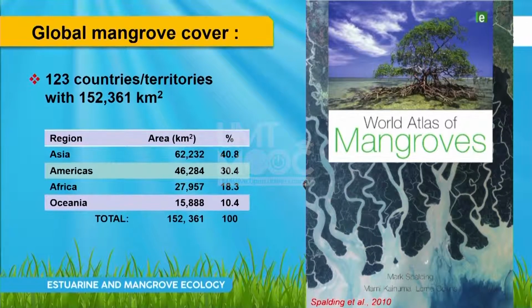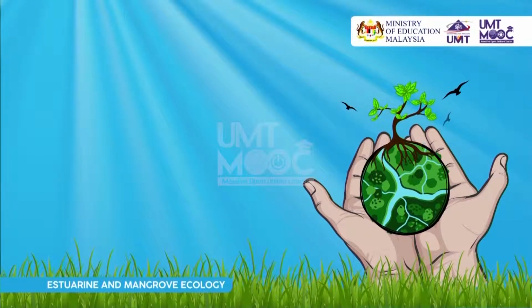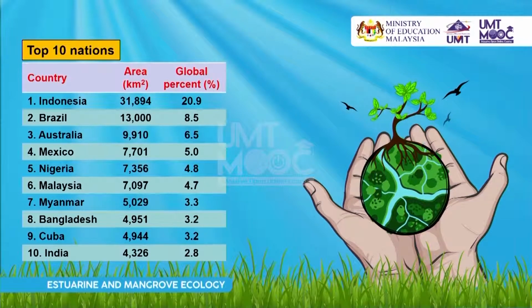Region-wise, Asia supports more than 40% of the global mangrove cover, followed by Americas, Africa, and Oceania. Among the top mangrove supporting nations in the world, Asian countries like Indonesia, Malaysia, Myanmar, Bangladesh, and India are contributing up to 35% of the global mangrove cover.